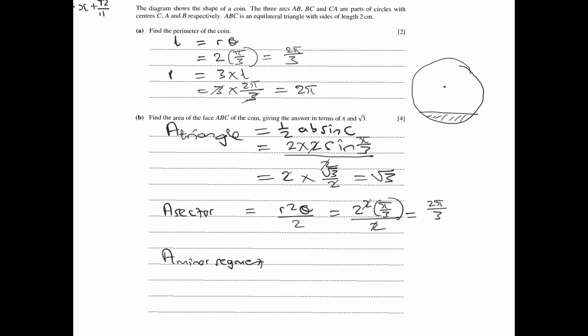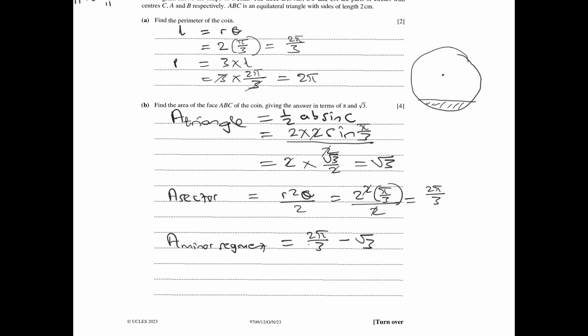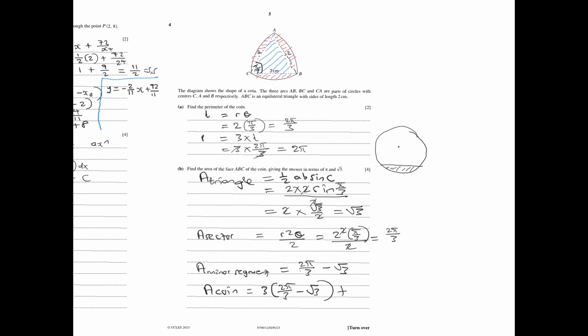Okay, all right. So to get the area of that, we need the area of the sector, which is 2 pi over 3, minus the area of the equilateral triangle. But remember there are 3, so we can multiply that by 3. So the area of the coin should then be 3 times 2 pi over 3 minus square root of 3. That's the area of the 3 minor segments, plus of course the blue part of the diagram, which is this one here, the equilateral triangle. So we are saying plus square root of 3. We got it already.